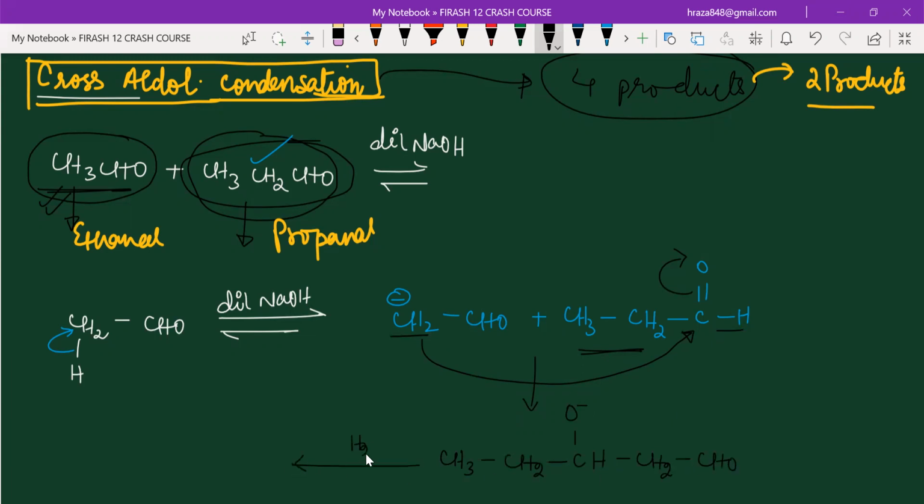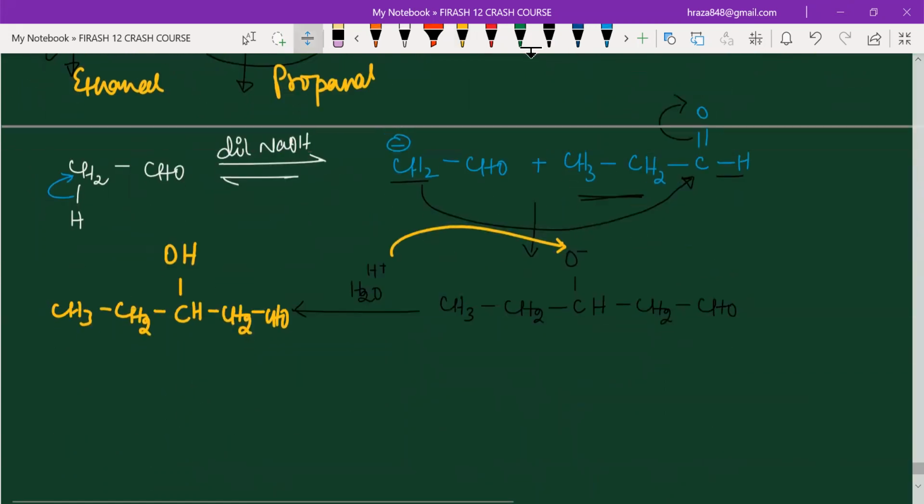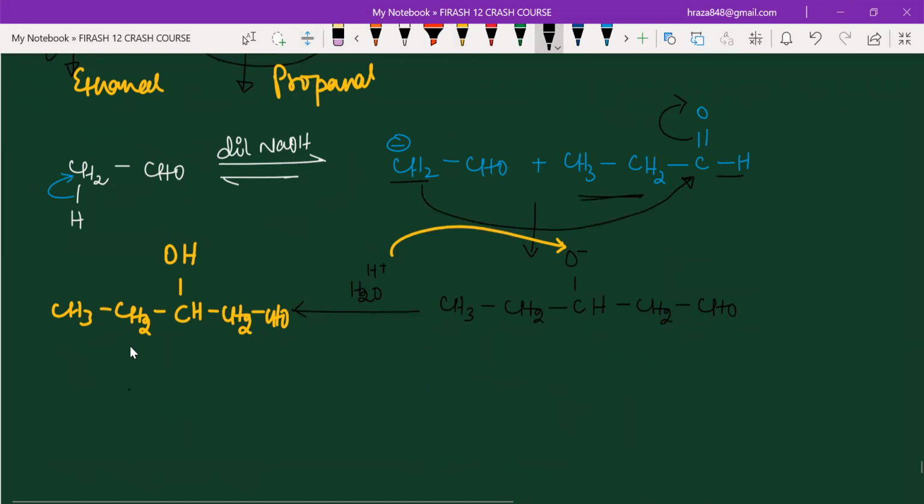After this, you are going to do the hydrolysis. H plus will be directly attacking on this. So you will be getting CH3 CH2, then CHOH, and this is your CH2CHO. This is the beta hydroxyaldehyde. Now after this, you are going to do the aldol condensation, that means removal of H2O. You are going to remove hydroxide from here and one of the hydrogens from here.